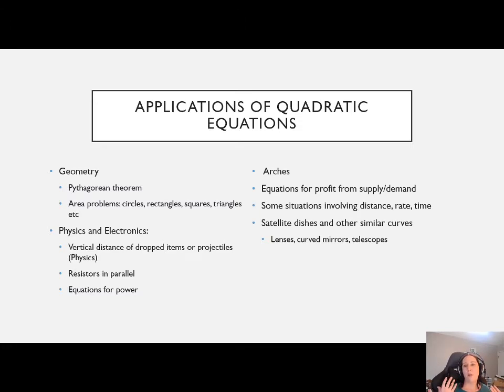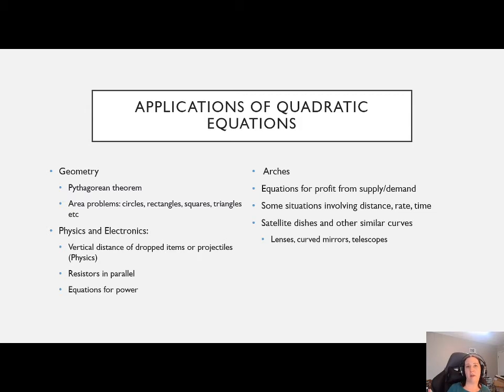So vertical distance, if you drop something and it has to follow gravity, is actually modeled with a quadratic equation. And projectiles: if you are throwing a baseball, or you hit a baseball with a bat, you're throwing a football, you're shooting something out of a cannon, you're shooting a bullet, anything that's considered a projectile is also following a quadratic equation.